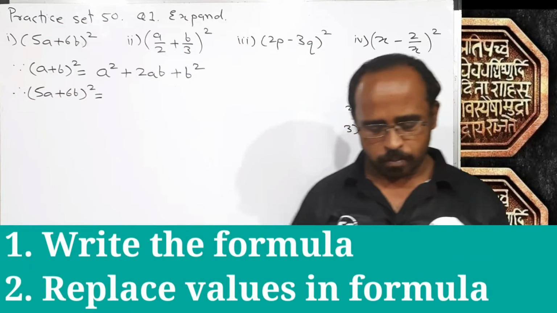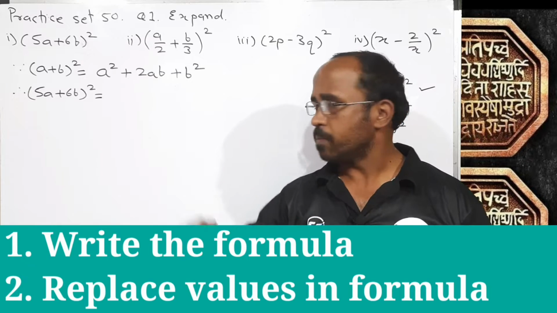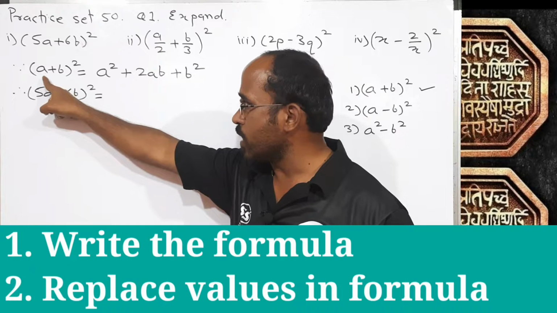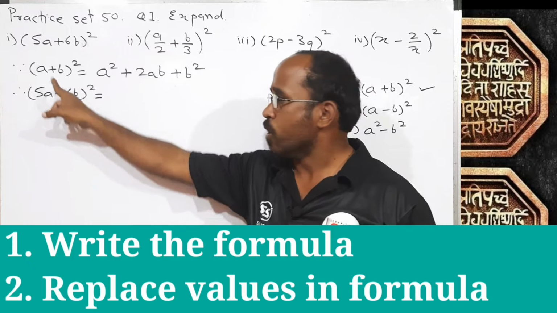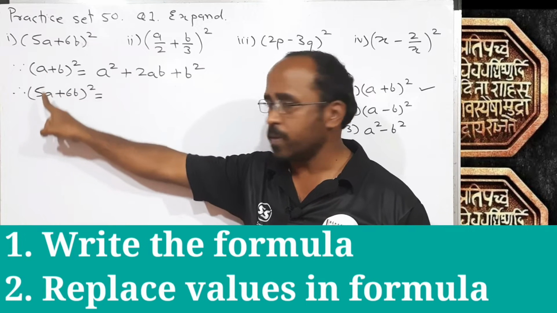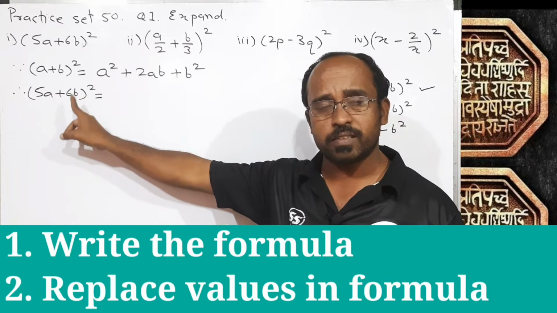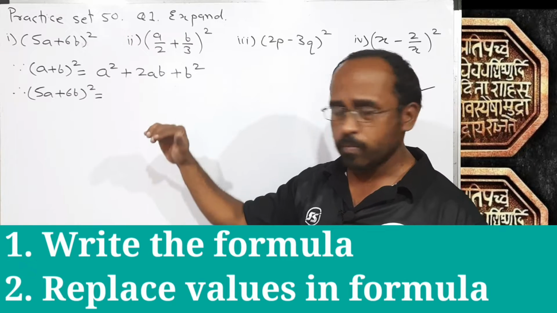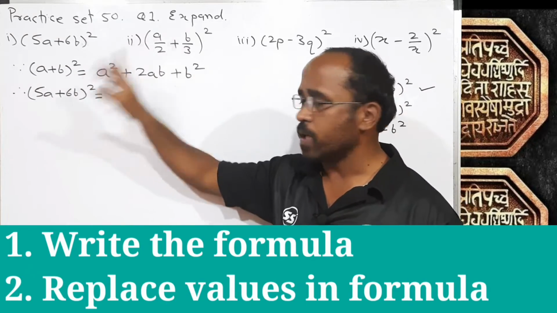So while solving the problem of expansion, the first step is to write the formula. The second step is to replace the values in the formula. So how to replace? There are two values in the bracket here, and also two values in the formula. The first value in the formula will be replaced by the first value in the question, and the second by the second. Means wherever a is there in the formula, it will be replaced by 5a, and wherever b is there, it will be replaced by 6b.